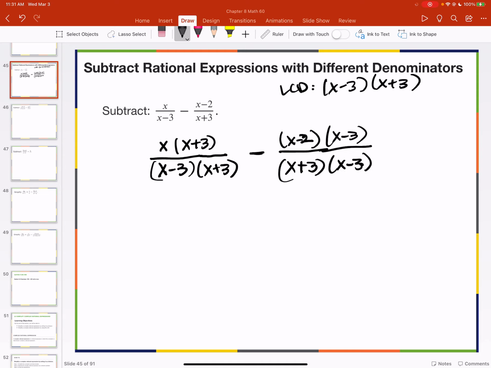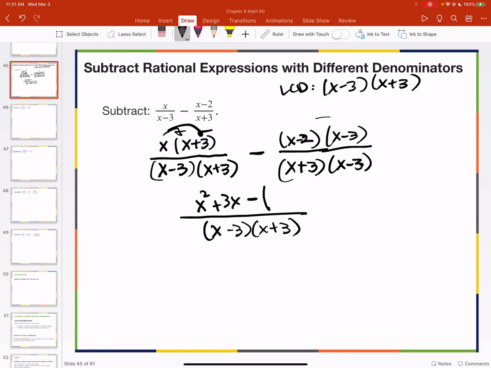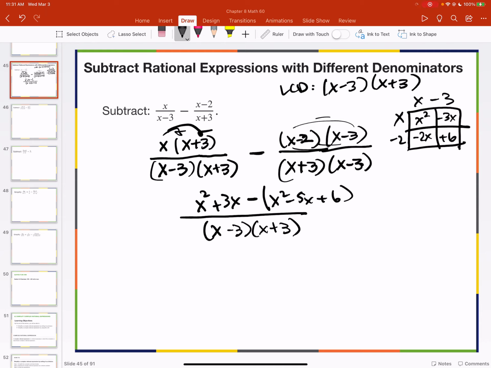Eventually, you could get to a place where you just skip this intermediate step and you go to this part here, x minus 3, x plus 3, and then you just write down your x squared plus 3x minus, and then let's multiply this out. You can do box method, or you can do FOIL, or what have you. x minus 2, x minus 3, x squared minus 3x minus 2x plus 6. That becomes x squared minus 5x plus 6.